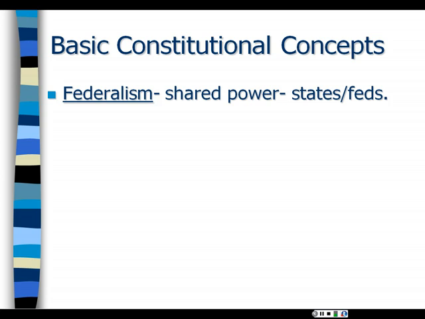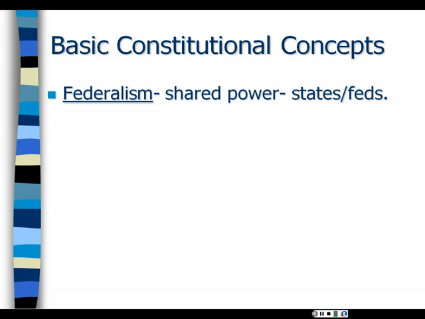Federalism is a system of shared power between the states and the federal government. Other countries that have this kind of system, for example, are Germany and Switzerland. There are other countries around the world that have a federalist type of system, and that's the basic gist of what it is.